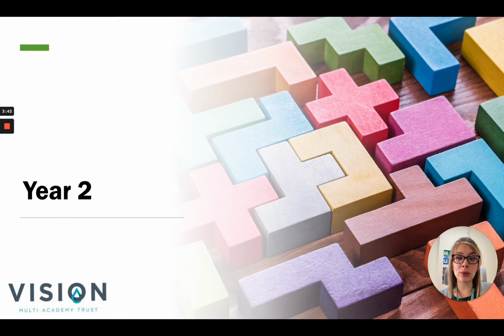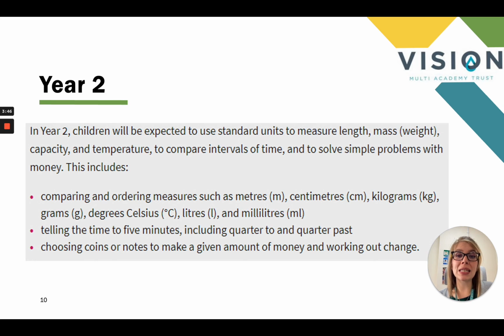Looking at Year 2 now. In Year 2, children will be expected to use the standard units to measure length, mass, capacity, temperature, to compare intervals of time and to solve simple problems with money. So we'll be comparing and ordering measures such as metres, centimetres, kilograms and grams, as well as looking at degrees Celsius in temperature and looking at litres and millilitres. Children will now also be expected to tell the time to 5 minutes, including quarter to and quarter past, as well as choosing coins or notes to make a given amount of money and begin to work out change.